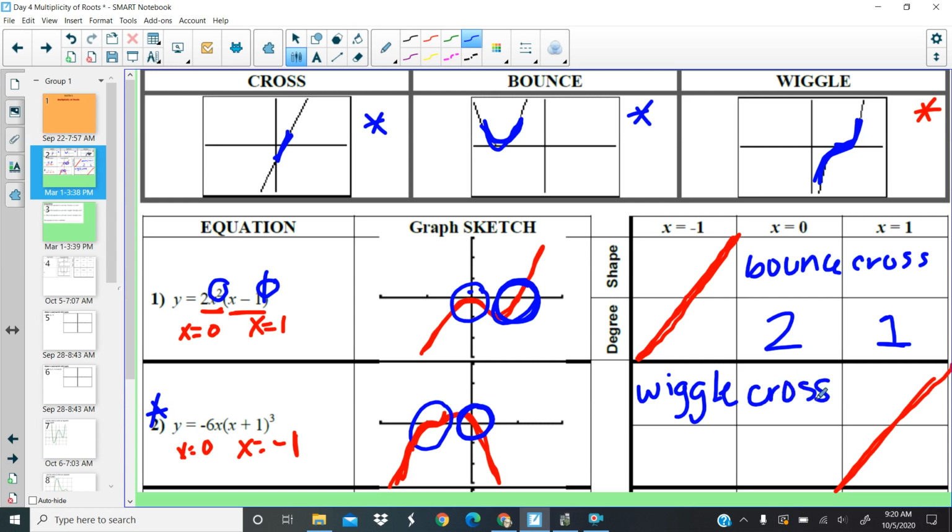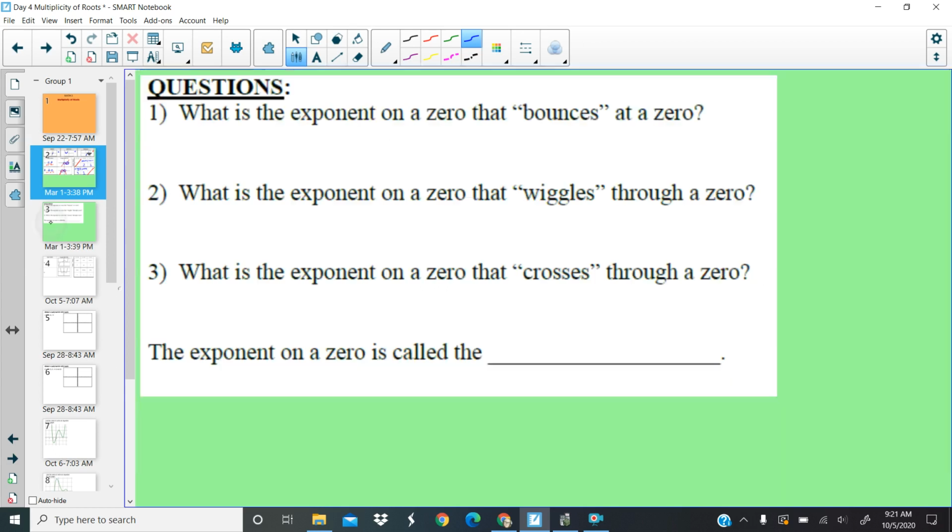Looking at the degree of each of these, or the exponents on their factors, for the -1 factor the degree is 3. For 0, it doesn't have an exponent, so like we said earlier, the implied exponent is 1. Then we're going to use this to answer some different questions about how each of these exponents affects our graphs around the zeros.